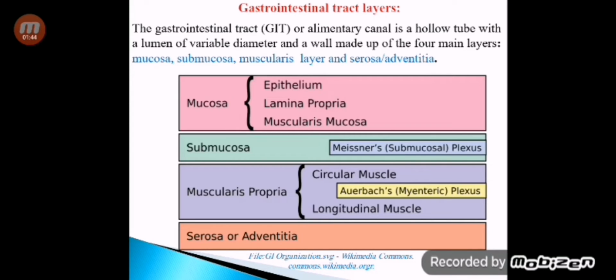The gastrointestinal tract or alimentary canal is a hollow tube with a lumen of variable diameter and a wall made up of 4 main layers. The first layer is mucosa, which is subdivided into lining epithelium, lamina propria, and muscularis mucosa. Second layer, submucosa, that contains autonomic ganglion named Meissner's or submucosal plexus, and muscularis propria, which is subdivided into the inner circular, outer longitudinal, with Auerbach plexus in between, and the outermost layer is Serosa or Adventitia.